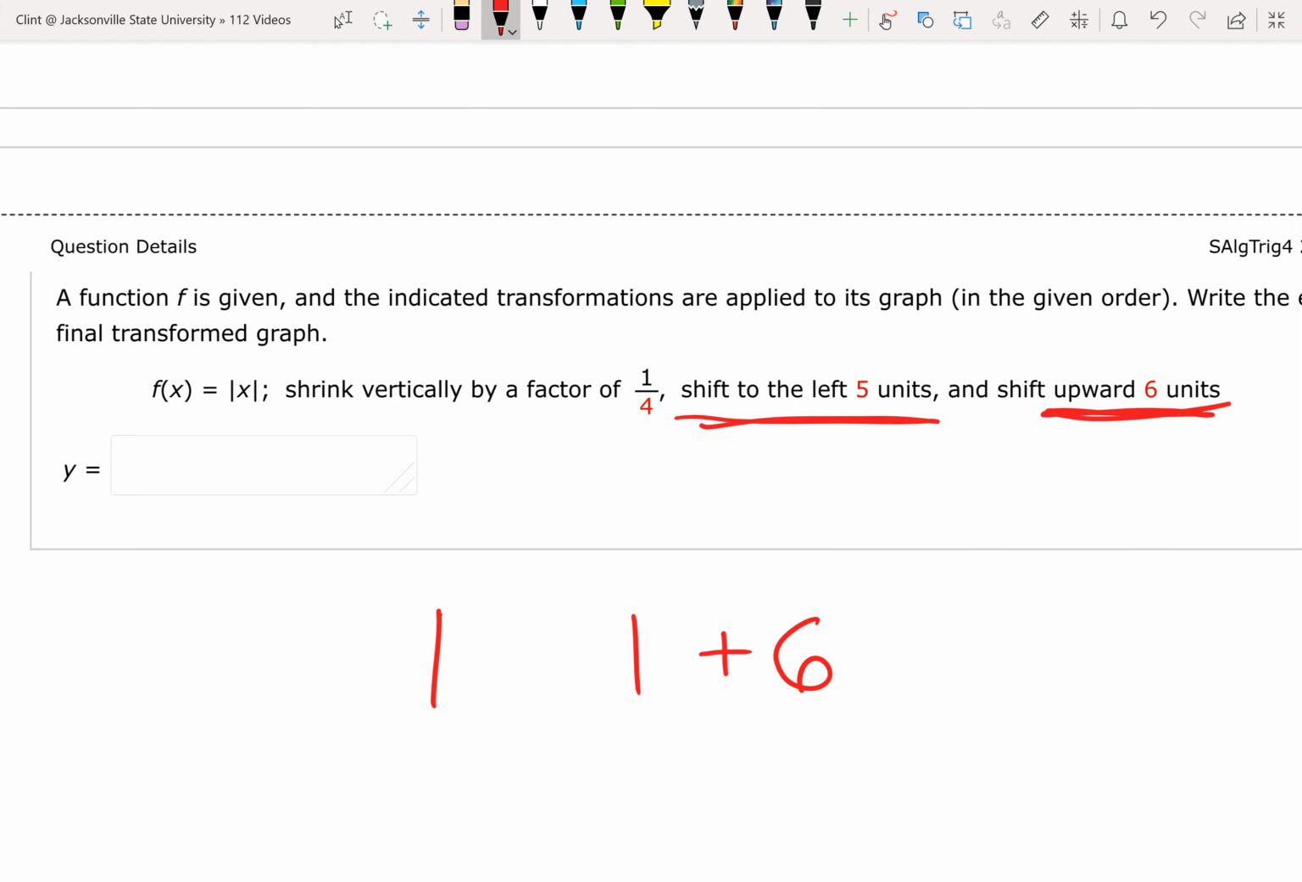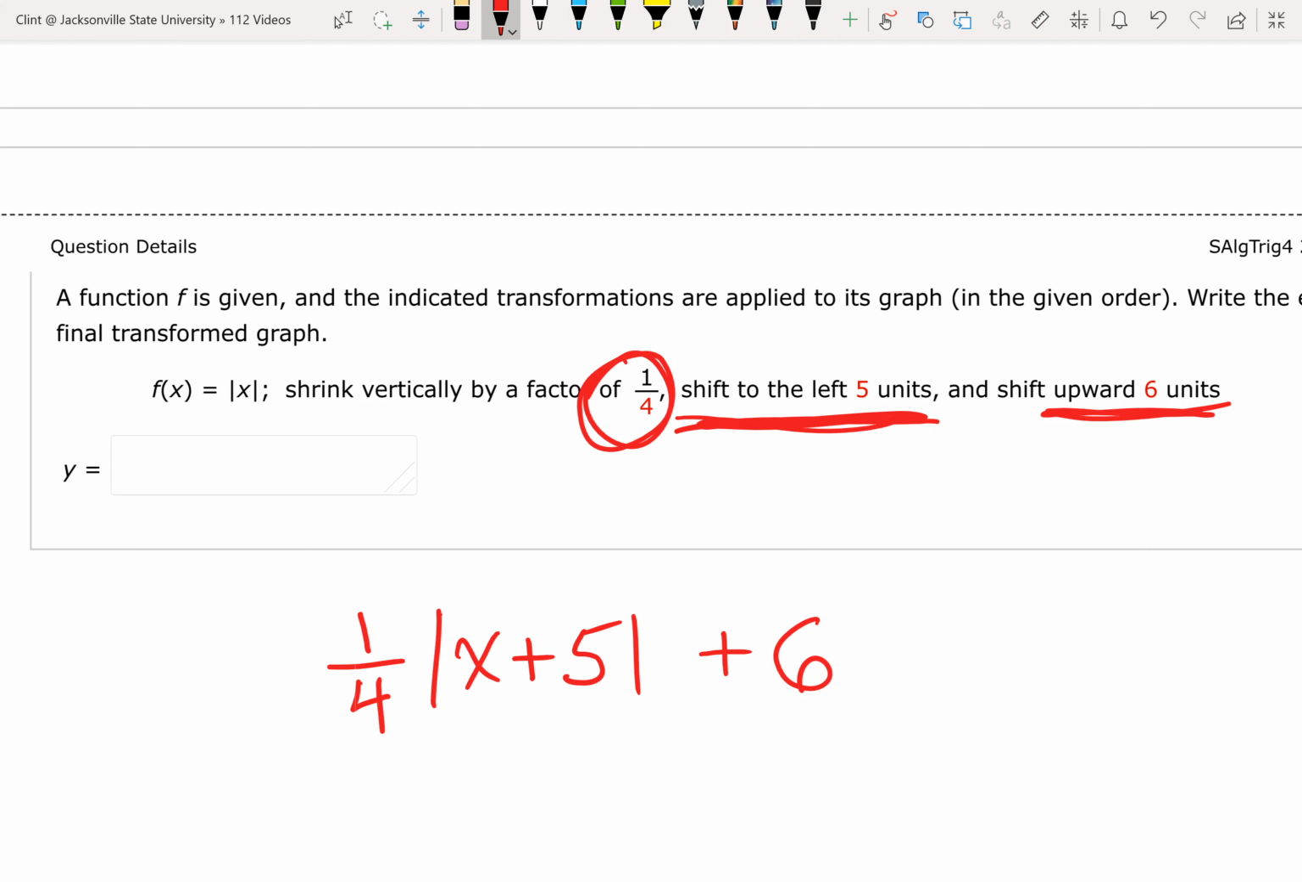And it says we got to shift left 5 units, so that means if we go to the left, that's plus 5 in here with the x. And then it says I want to shrink by 1/4, so that means we're going to multiply by 1/4. So we should have 1/4 times the absolute value of x plus 5, plus 6.